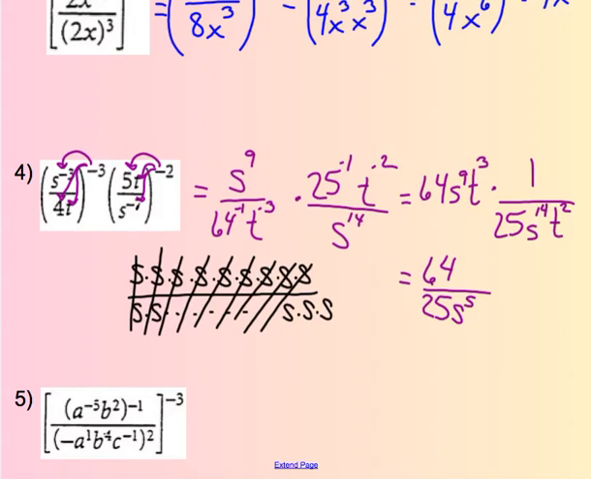Similar concept with our t's. We have t cubed divided by t squared, so we subtract the exponents and we get t in the numerator because there are more t's to begin with in the numerator. So our final expression is 64t over 25s to the 5th. And again, question 5 is your you try for this video.